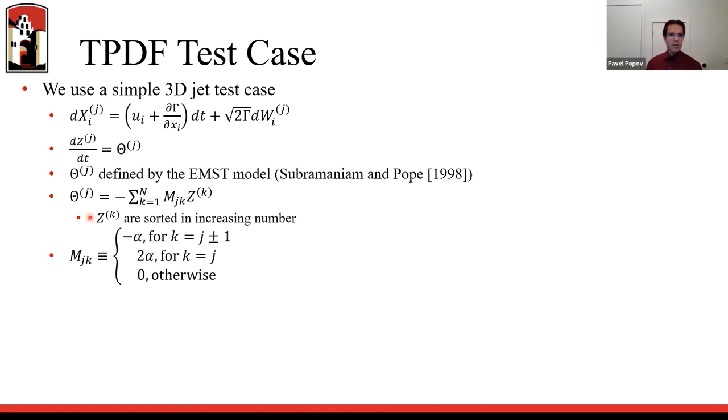I will skip the definition of the source term because we're short on time, but you can take a look at the reference if you're interested. But the important part is that the mixing rate is directly proportional to the molecular diffusion, and inversely proportional to the filter size and the number of points in that filter.